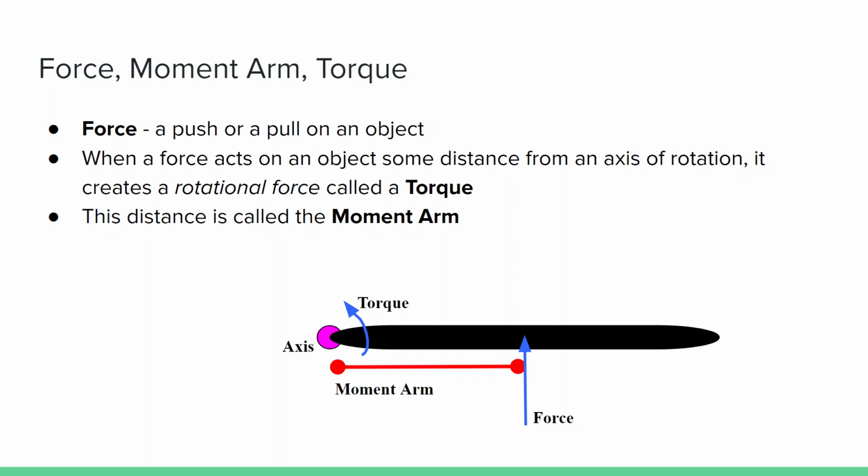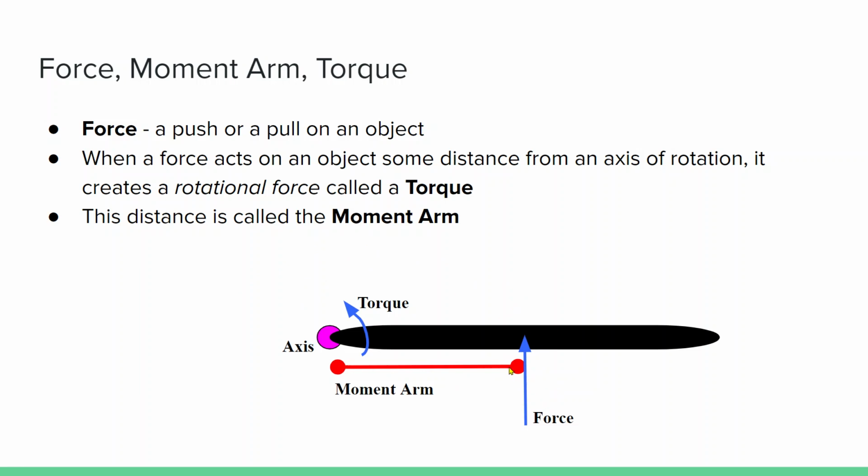When a force acts on an object some distance from an axis of rotation, it creates what we call a torque, or a rotational force. And this distance from the axis of rotation is called the moment arm. So in this example, we have our axis, our pink axis. We apply a force and it causes, at a certain distance, the moment arm, a rotation of this dark limb, if you will.